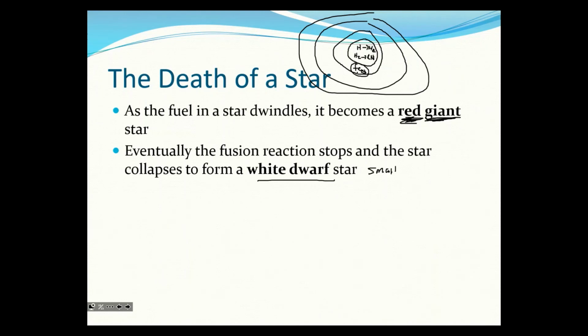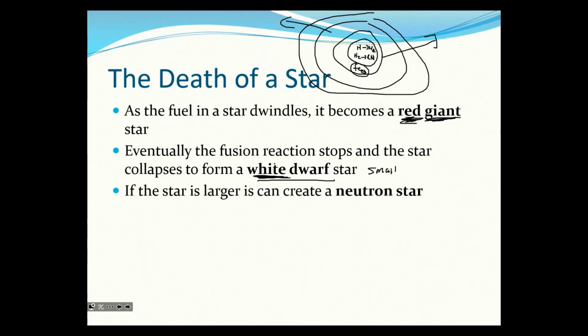fusion can't happen anymore, and all of a sudden all the gas is done, the star runs out of gas, and it shoots away all this excess layer stuff, and all that's left is the core. And white means that it's pretty hot still, the core, but there's no active reactions happening. It's just hot from being hot before, and then eventually you'll cool off into a brown dwarf after some time, because it loses the heat after a while.